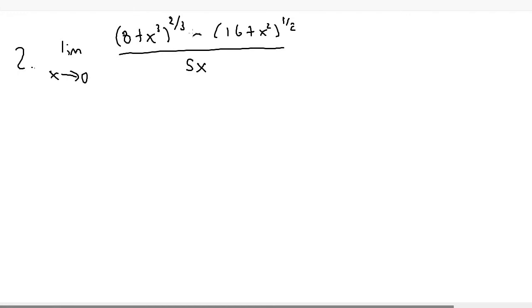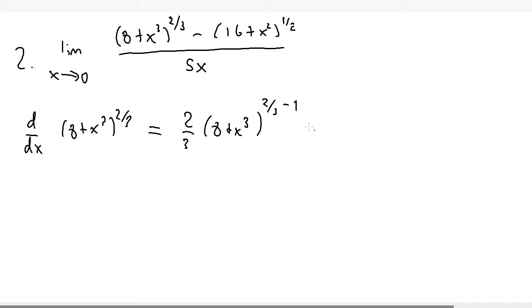So since there is a minus here, we can actually separate these two functions. So let's just first take the derivative of 8 plus x cubed to the 2/3. So we'll write that here. In order to do that, this is just a chain rule. So once again, we've got to bring the power down, subtract the power by 1, and multiply by the derivative of the inside function. So I'll bring down 2/3 times 8 plus x cubed to the 2/3 minus 1, multiplied by the derivative of the inside function. So the inside function is 8 plus x cubed. The derivative of that is just 3x squared.